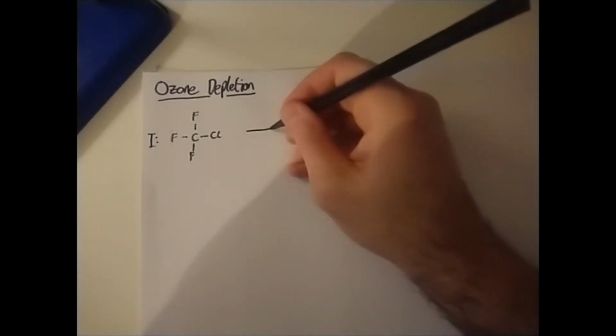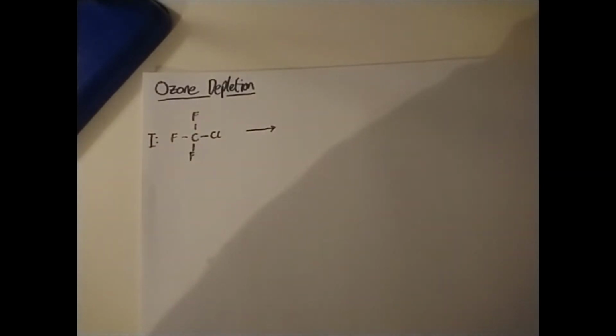So we're going to need some UV light, and it's going to break one of those bonds. You'll be expected to be able to predict which of the bonds it's going to break. You've only got two choices: a carbon-fluorine bond or a carbon-chlorine bond. You need to use your knowledge of atomic size to be able to predict this. So fluorine is a really small atom. Chlorine is a much bigger atom because it's got an extra shell.